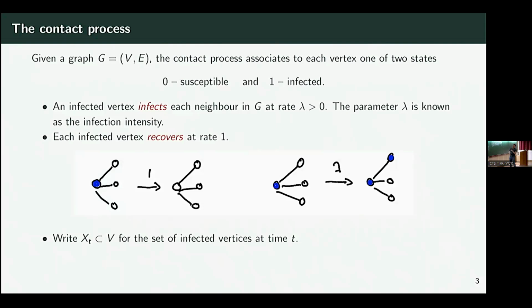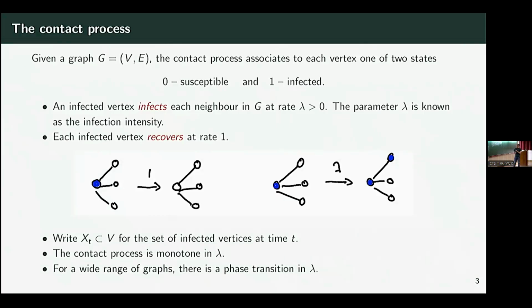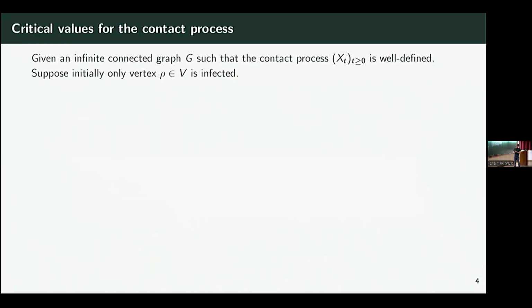Good. Just some notation. I'll probably call X_t the set of infected vertices. That fully describes your process. And obviously, as you increase lambda, you infect more neighbors, and so you'll see overall more infections in your process, so the process is monotone in this parameter lambda. And this is the recurring question here: for a whole range of graphs, you see a phase transition in this lambda. There will be examples when you don't.